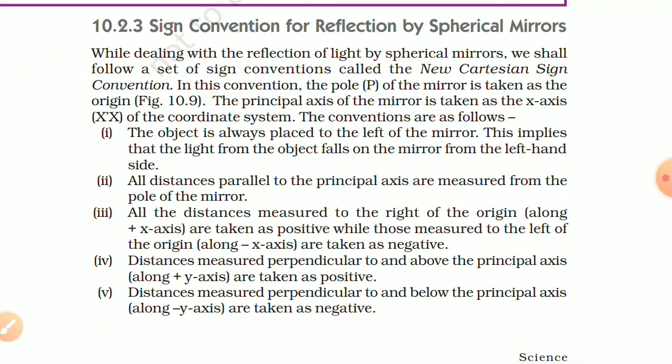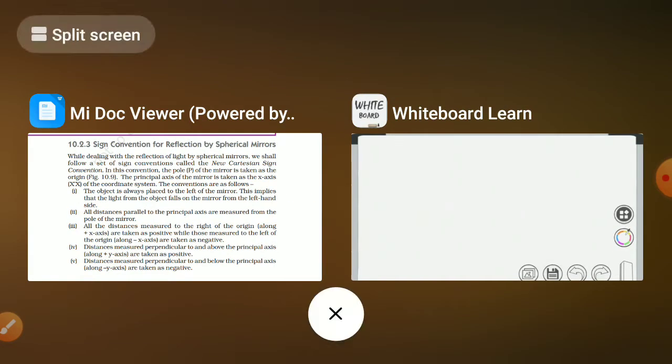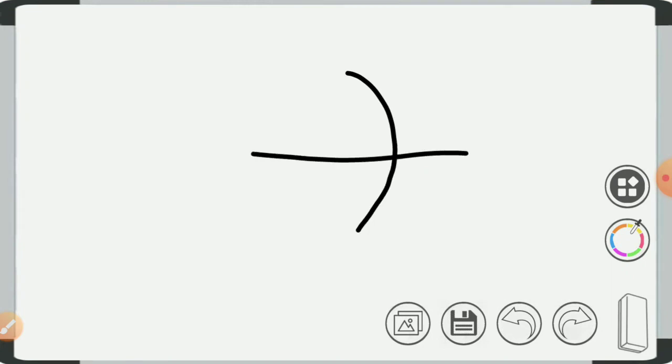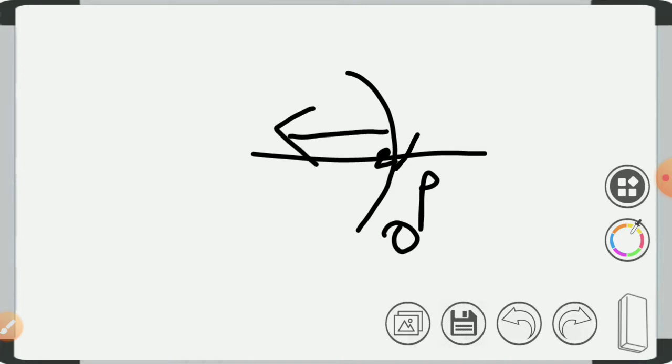All distances parallel to the principal axis are measured from the pole of the mirror. So all the distances are measured from pole P. We will consider this pole P as the 0 point, and we have to measure the distance from this point only.